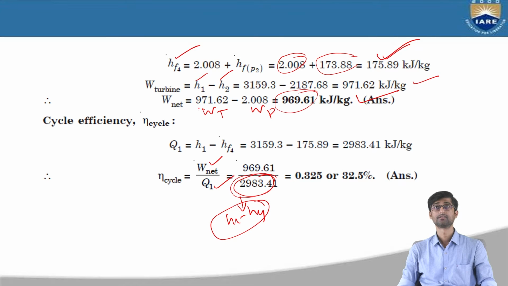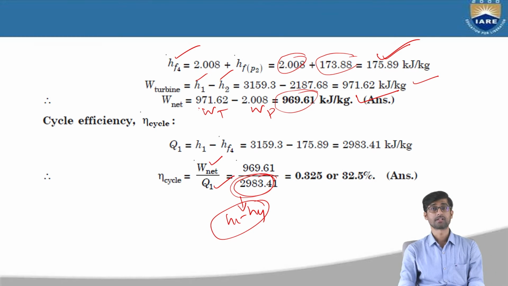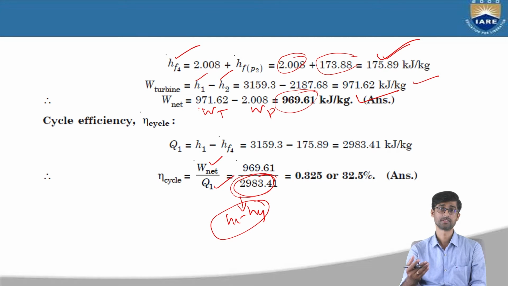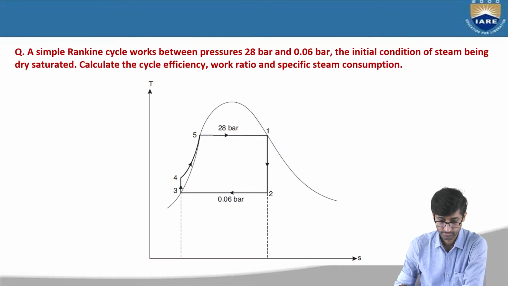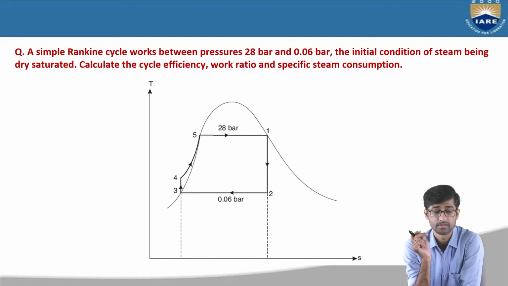So this is the numericals based on the Rankine cycles. This is one type of numerical. This is the condition of steam is superheated. Previous what we have done, the condition of steam is dry saturated. Now here we have done the condition of steam is superheated. Now let us solve one more numerical.